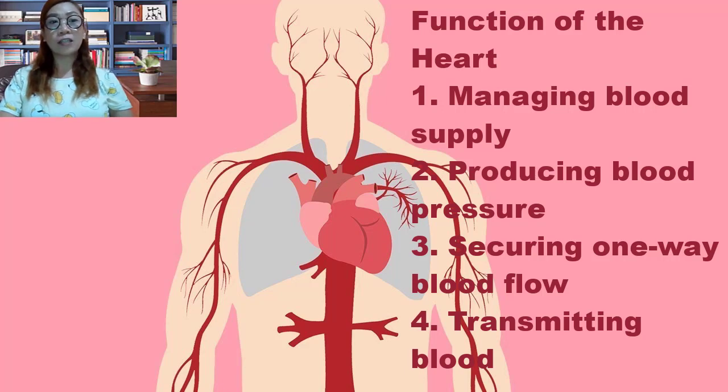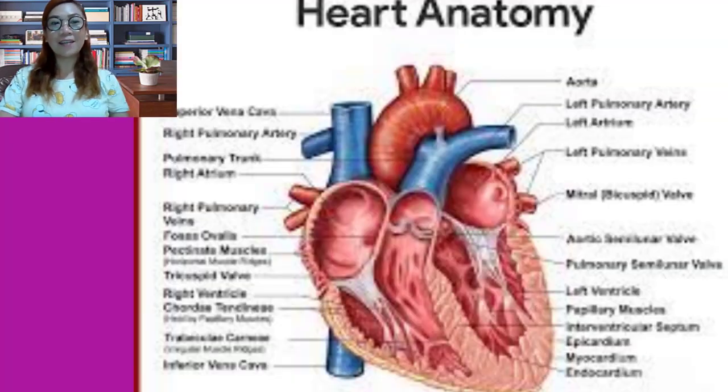Another function is securing one-way blood flow. The valves of the heart secure one-way blood flow through the heart and blood vessels. And lastly, separating blood. The heart separates the pulmonary and systemic circulation, which ensures the flow of oxygenated blood to tissues. So this is the anatomy of the heart.